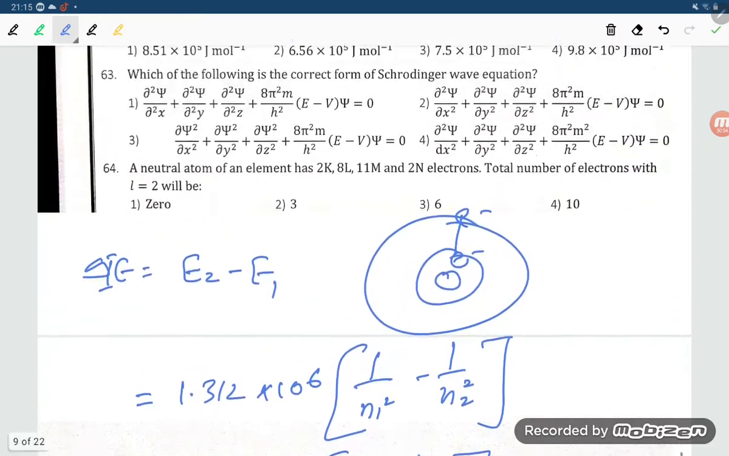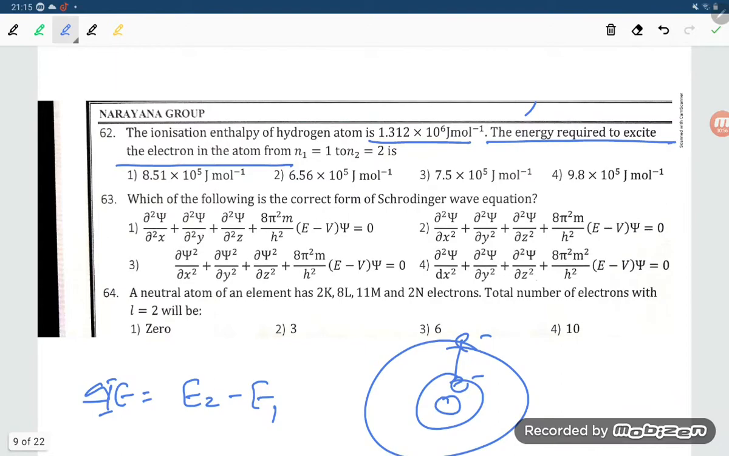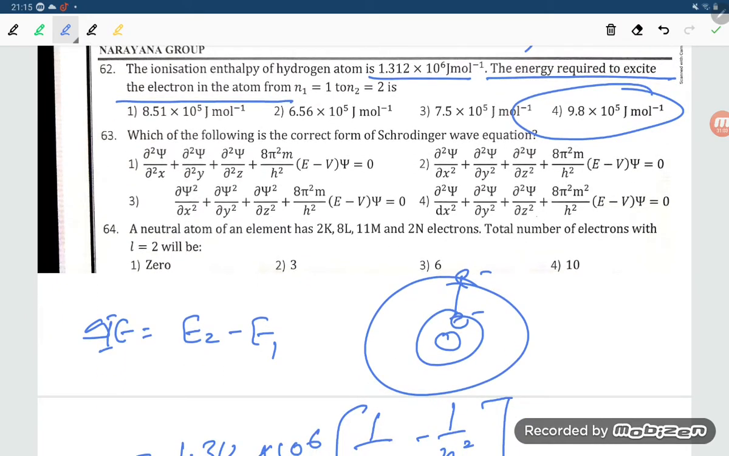So which is the correct option, student? You can see option number 4, 9 into 10 power 5 joule per mole. Next, which of the following is correct from the Schrodinger wave equation? Question 63 is a direct question. This is an expression we have to memorize, student. The correct option is del square psi upon del t square. Option number 3 is correct, student.